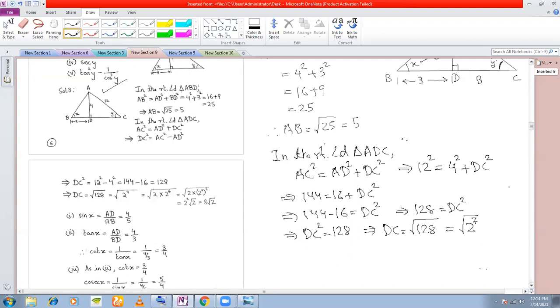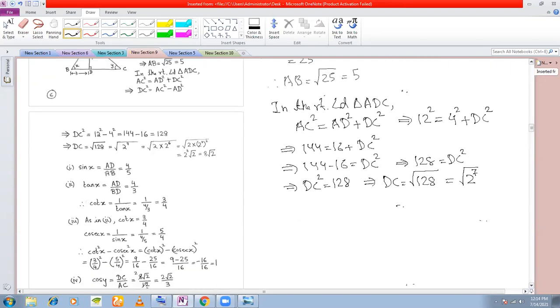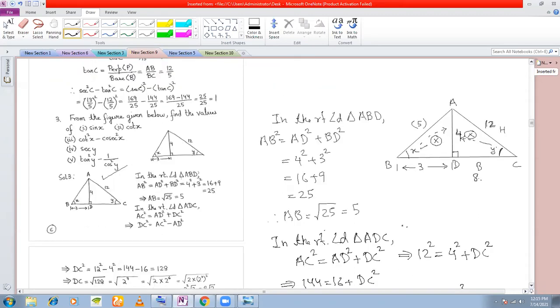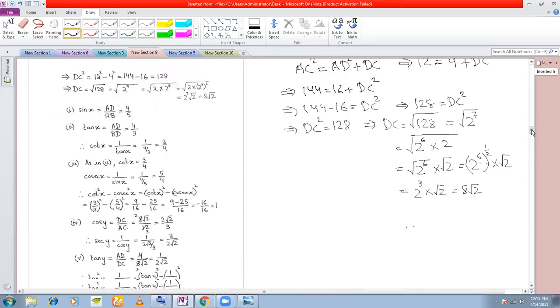Now 2 to the power of 7 can be written as 2 to the power of 6 into 2, which can be written as square root of 2 to the power of 6 into root 2. Root 2 to the power of 6 is 2 to the power of 6 to the power of half into root 2, which is 2 cube into root 2, which is equal to 8 root 2. So I've got the length of DC. How much is the length of DC? Let's write it down here. 8 root 2.